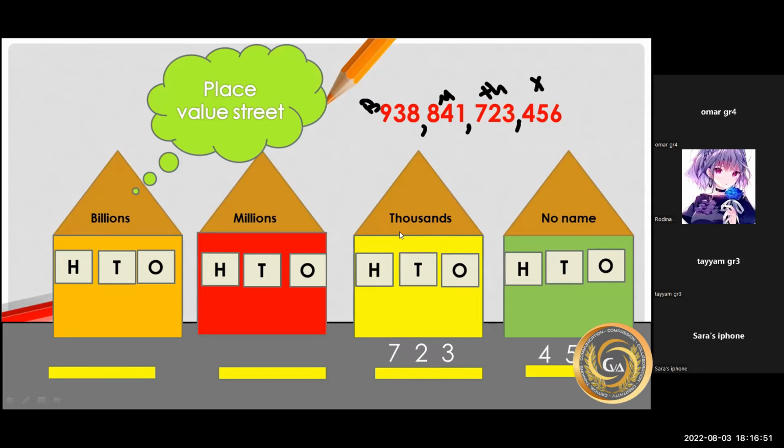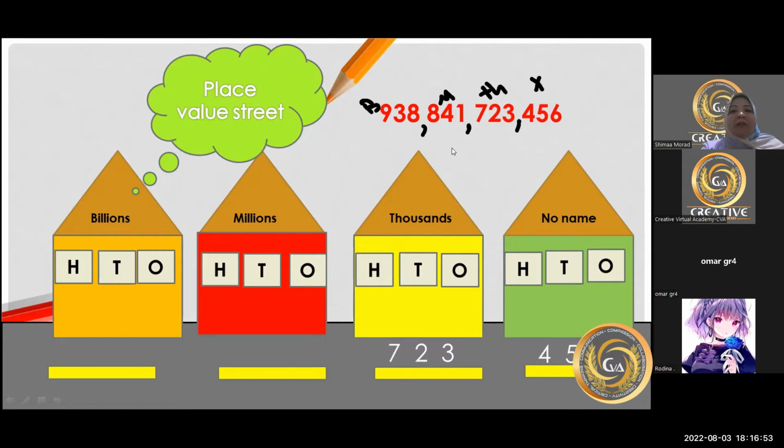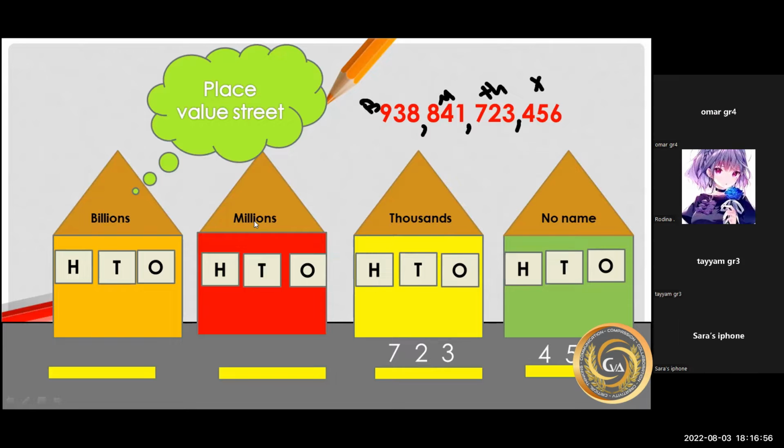And what about 7 here? Hundred thousands, very good. After thousands house, I have millions house, and in millions house, again, how many digits here? 3 digits, 841. So 1 here is 1 million, and 4 is 10 millions, very good, and 8 is 100 millions, very good.